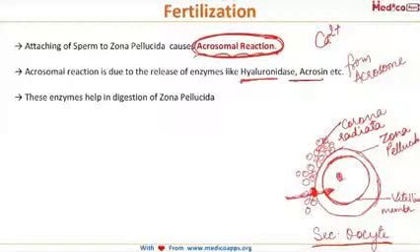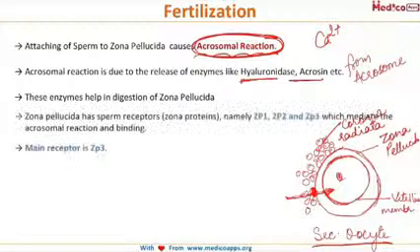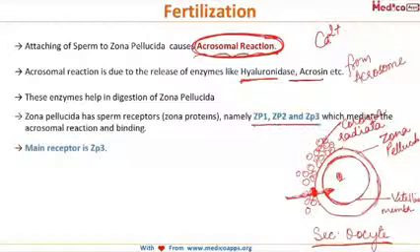Now, this binding of the sperms to the zona pellucida and the acrosomal reaction are all mediated by the sperm receptors present on the zona pellucida, which are also called zona proteins, named ZP1, ZP2 and ZP3. Among these, ZP3 is the main receptor mediating the acrosomal reaction.